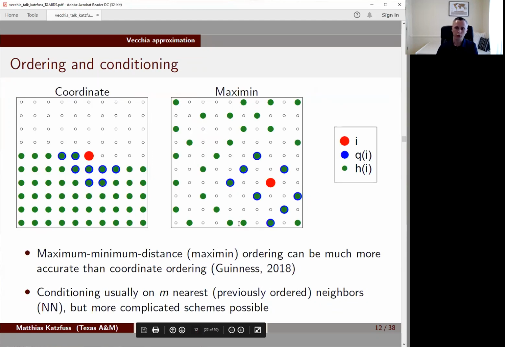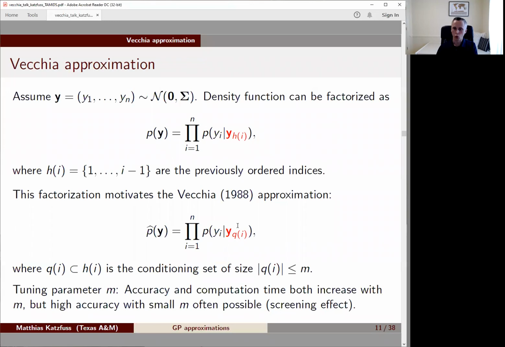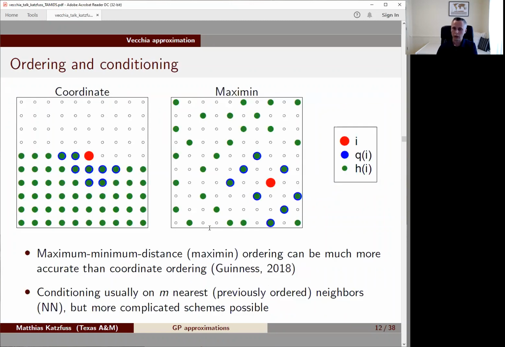So the two things we have to decide on if we want to apply a Vecchia approximation to a Gaussian process are, first, how do we order y1 up to yn? Up here, the ordering doesn't matter. This is always an exact representation. But for the approximation, the ordering can very much matter. And then, given the ordering, we have to choose these conditioning sets, these qi. We have to say which of the past things we actually condition on. This slide is roughly about that.